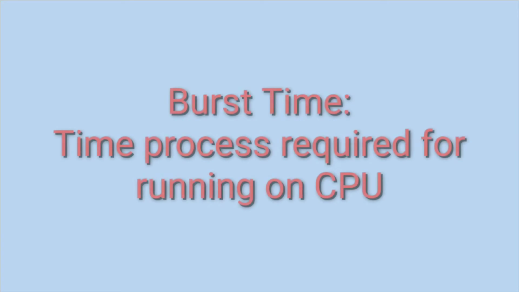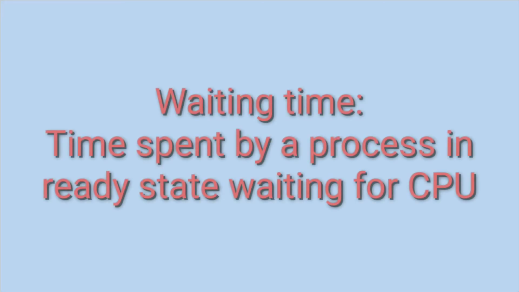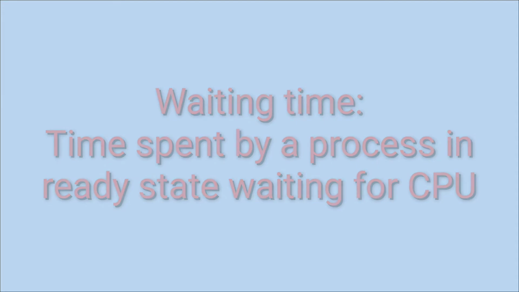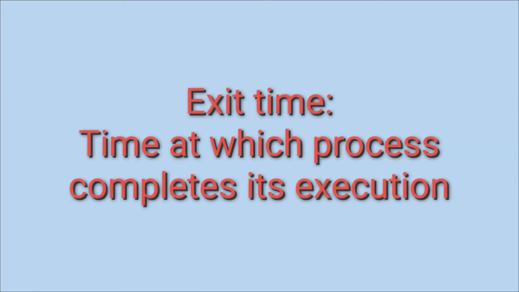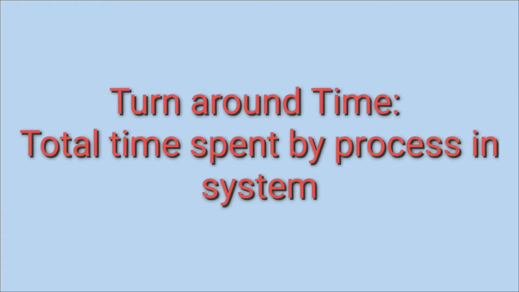Let us discuss some basic terminology before going to the different algorithms of CPU scheduling. The first one is burst time. The time a process requires for running on the CPU is called burst time. The next one is waiting time. The time spent by a process in the ready state waiting for the CPU is called waiting time. Arrival time: the time at which the process enters the ready state is called arrival time. Exit time: the time at which the process completes execution and exits from the system is called exit time. Turnaround time: the total time spent by a process in the system is called turnaround time.